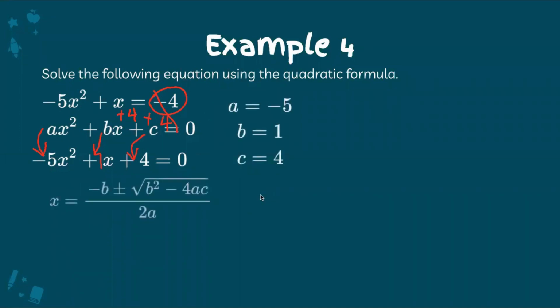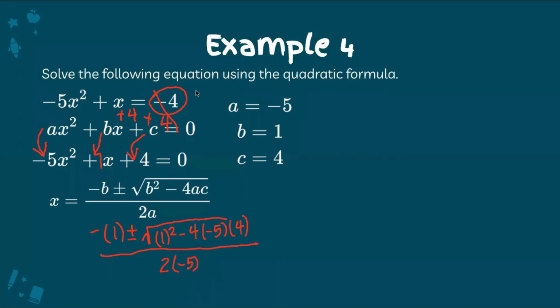Here is the quadratic equation. We have x equals negative b. In this case, our negative b value would be negative 1. And then plus or minus the square root of b squared. Again, b value is 1, so 1 squared minus 4 times our a value, negative 5, times our c value, positive 4, all over 2 times our a value, which is negative 5.